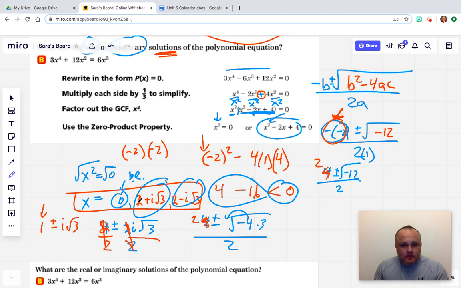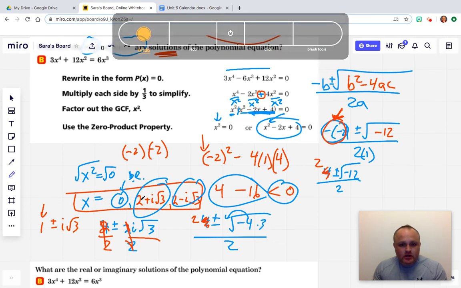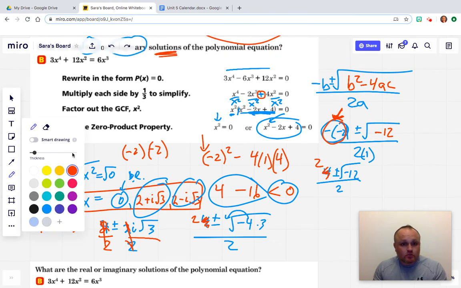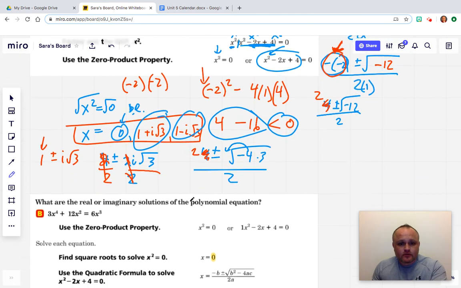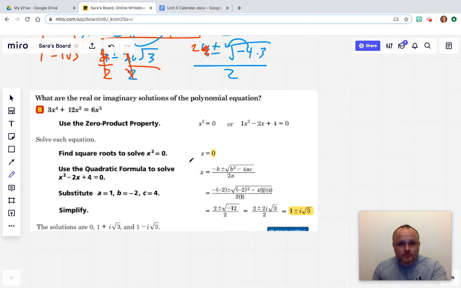So my final answer is 1 plus, whoops, i root 3. And then the other one is 1 minus i root 3. And those are those imaginary pieces. Okay, so 1 here, 1 there. And sure enough, this is just the key to the one up there. Showed all the steps that we did to get the same answer here.